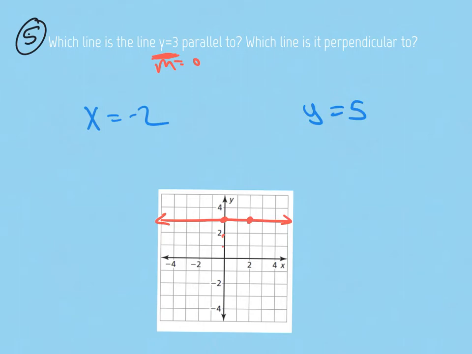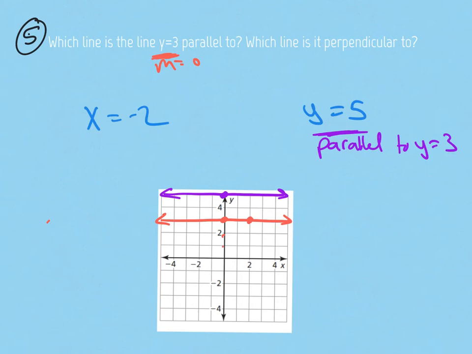Okay, so I want to know which line is parallel to that line. Well, it would be another y equals line, like y equals 5. I could go up to 5 and make a horizontal line there. So both the y equals equations are horizontal, which means that they are parallel. So y equals 5 is parallel to y equals 3.